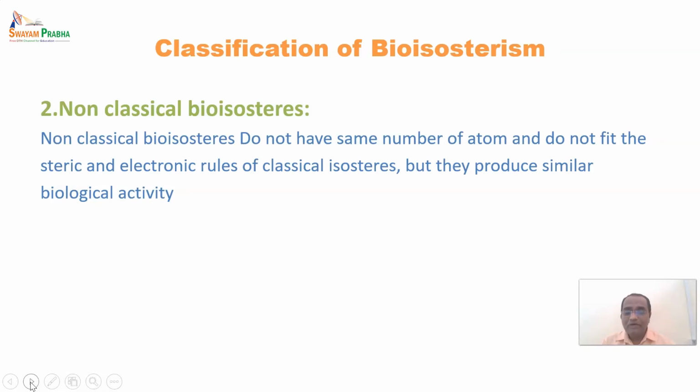After that we will come to the second class of bioisosterism. The first class we saw was classical bioisosteres. The second class is non-classical bioisosteres. Non-classical bioisosteres do not have a similar number of atoms and do not fit the steric and electronic rules of classical isosteres, but they produce similar biological activity. Though they have different electronic and steric parameters, they still produce similar biological activities.